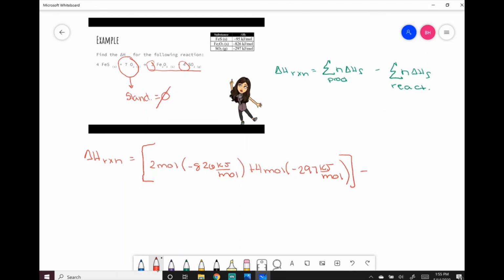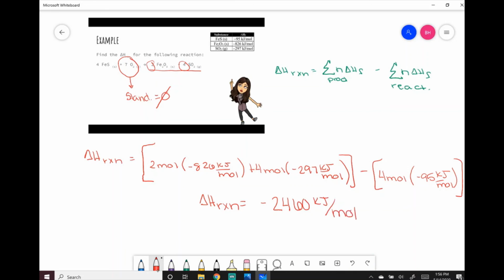So when I subtract my reactants, the only thing I need to pay attention to is my iron sulfide. I'm going to have 4 moles of that, multiplied by negative 95 kilojoules per mole. Be very careful when you're solving these, and pay attention to this negative. This is going to be a large negative number minus a smaller negative number, so pay attention to those negatives. From here, we get that our delta H of reaction is negative 2,460 kilojoules per mole. So this is an exothermic reaction, and that's how much energy it will release.